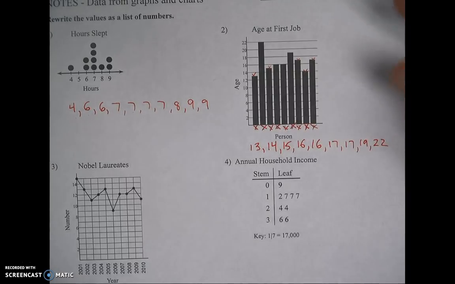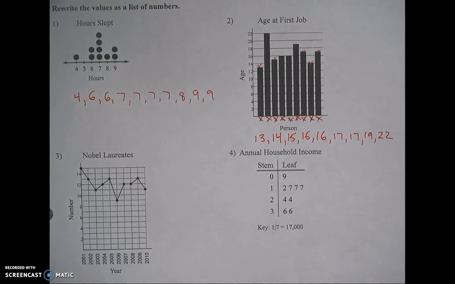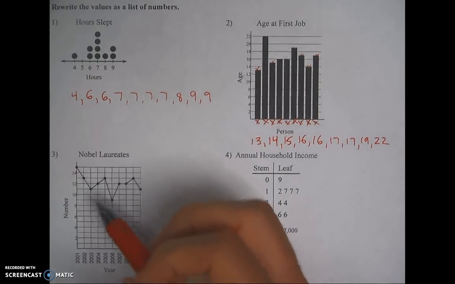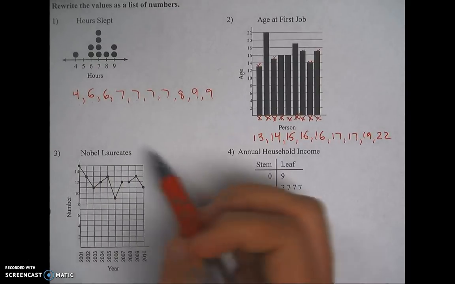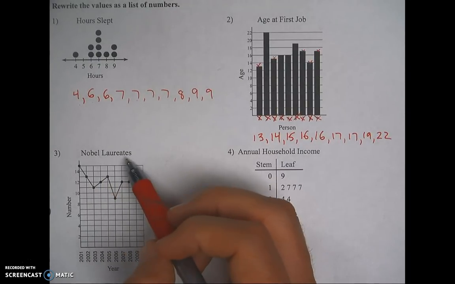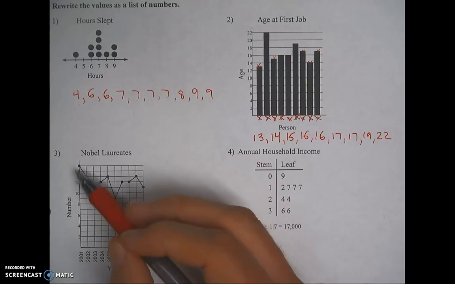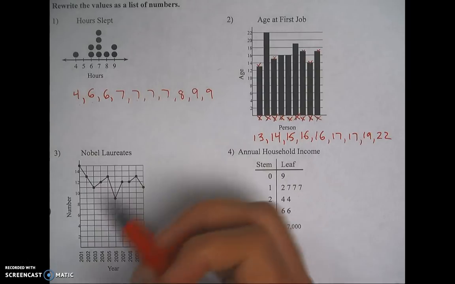So there's all the data. Let's look at number 3. This is going to be pretty similar. The bottom, I've got the years, and then I've got the number of, this is laureates, but even if you don't know what that means, it doesn't really matter. Every single year there's a different number of these things, whatever they are. But we can interpret it.